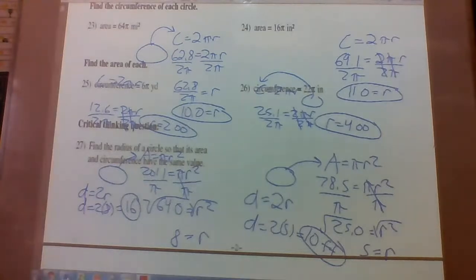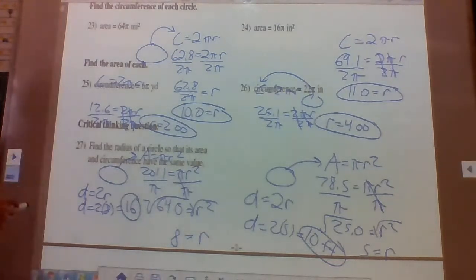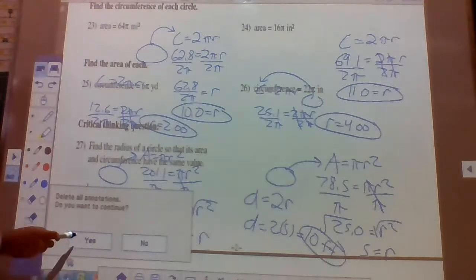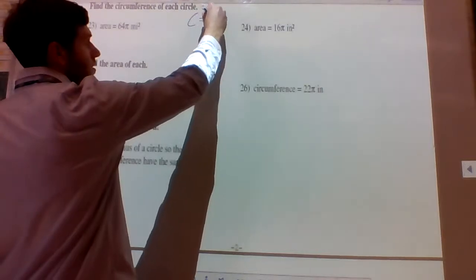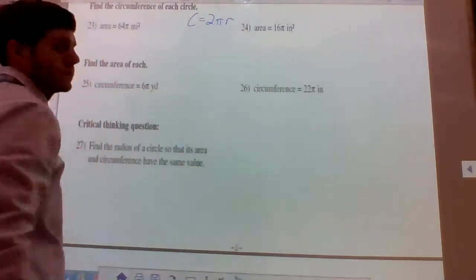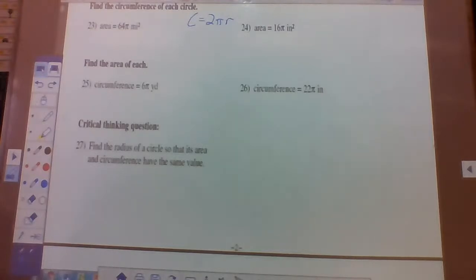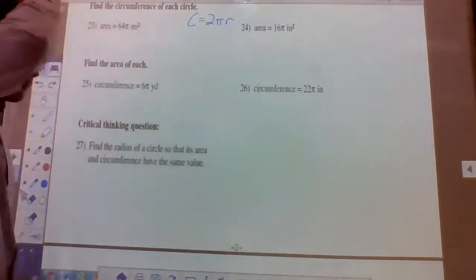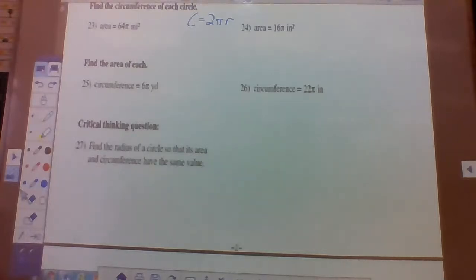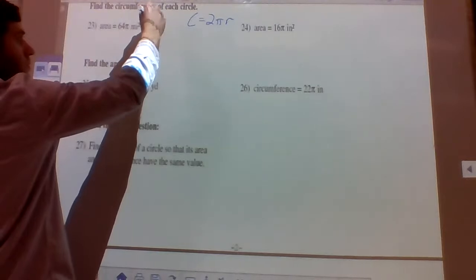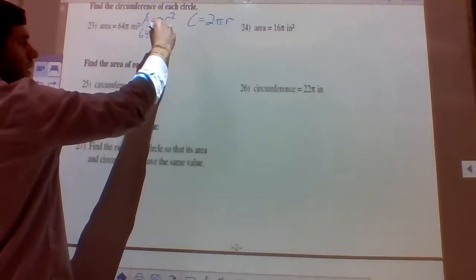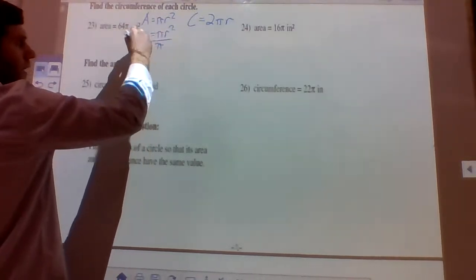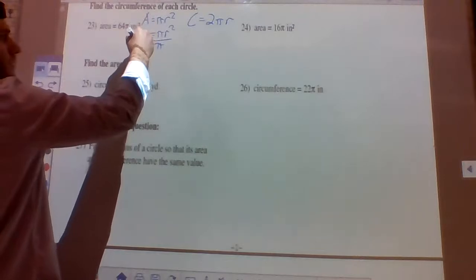23, we want to find the circumference. Okay. So circumference is 2 pi r. In order to find the circumference, we need to find the radius, just like we did in 21 and 22. So we have to use the area to find the radius. So area equals pi r squared. The area is 64 pi, so 64 pi is going to equal pi r squared.